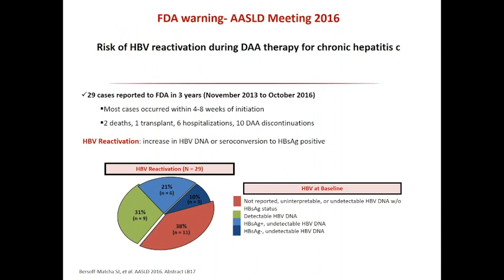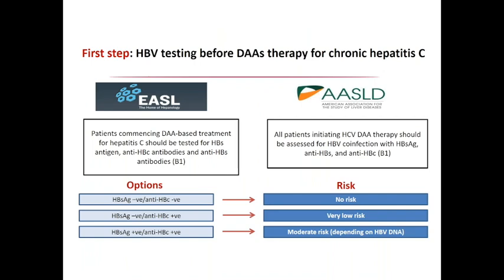Let me just briefly touch upon risk of hepatitis B reactivation. Next slide. There was a report from FDA which reported 29 cases. So people who were receiving DAA therapy for chronic hepatitis C had a flare of hepatitis through hepatitis B reactivation. Most of them, though, seem to have chronic hepatitis B up front.